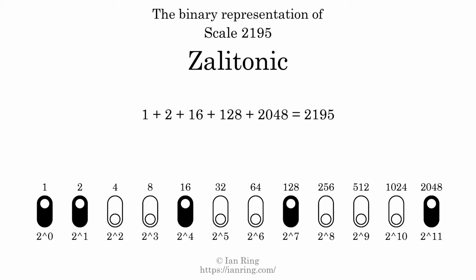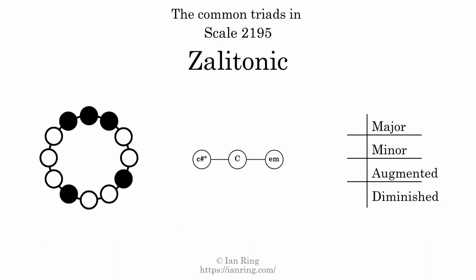2195. The scale number not only enumerates the scale with a unique index, but it also literally describes the tonal content of the scale. Represented as a binary number in base 2, the scale number is 100010010011. Here are the common triads present in this scale.